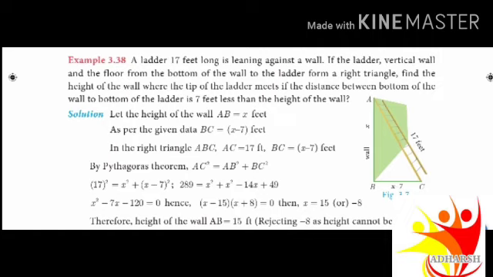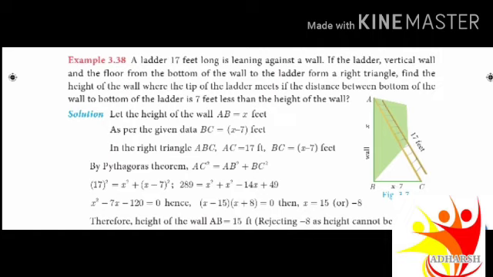First we draw a diagram. AB be the wall, BC be the foot of the wall, AC be the ladder. AC equal to 17 feet. Now find the height of the wall, that is we take x value. BC equal to x minus 7, because BC is 7 feet less than the height of the wall. Now we will see the solution.